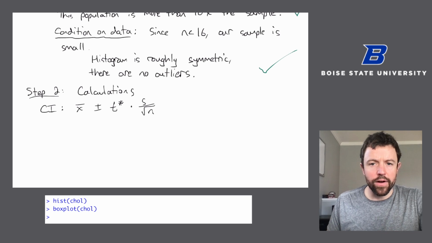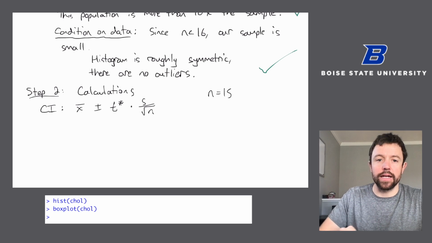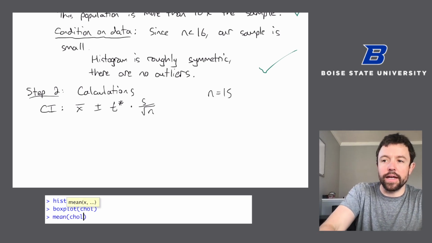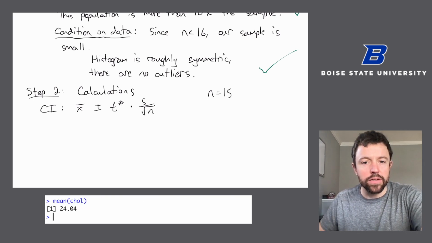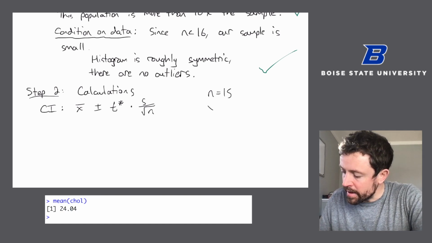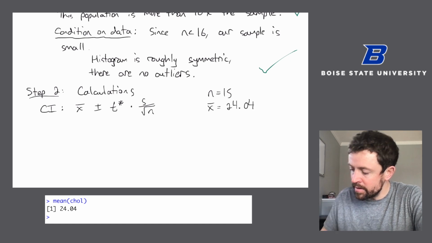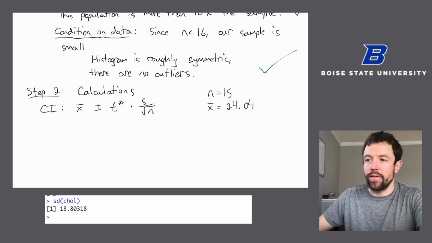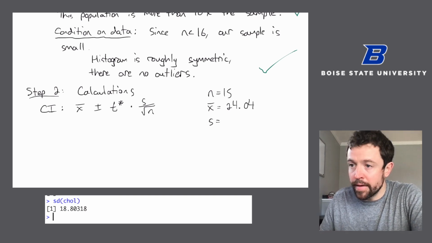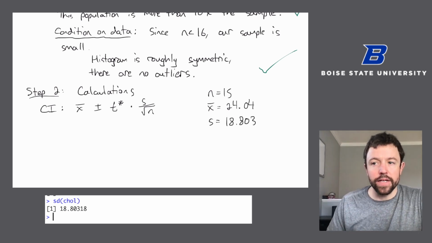And right now I know one of these things. n is 15, that's the sample size. And so let's get a few of those other things. So I can get the mean value. I think it keeps doing this when I switch zooms to zoom in on the data. So I get a value of x bar equals 24.04. I get a value of s of 18.803. That's my standard deviation.